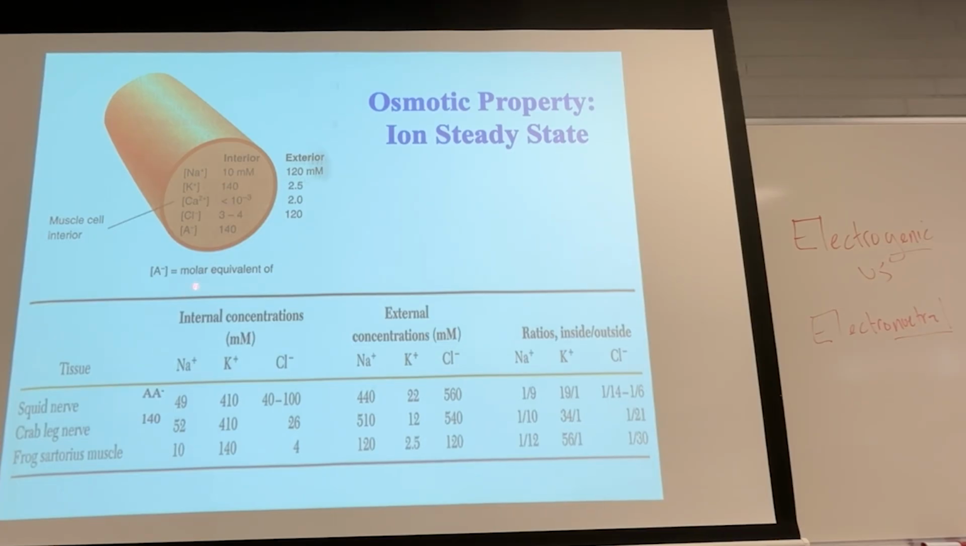But in any case, I said all cells do this. They maintain these differences across vertebrates. So this is a squid nerve, a crab leg nerve, a frog sartorius muscle. When you look at them, there might be some slight differences in the numbers, but still, sodium's high on the outside, low on the inside. Potassium's high on the inside, low on the outside. It doesn't matter what cell you look at and what animal, whether it's invertebrate or vertebrate, the concentrations are the same because this mechanism is old, evolutionarily, obviously. It helps us regulate very different ion concentrations from our environments.